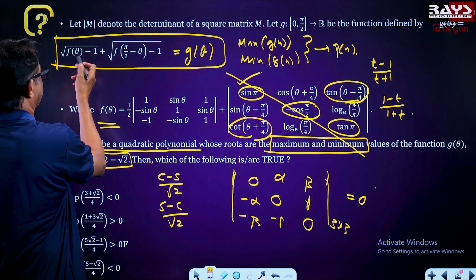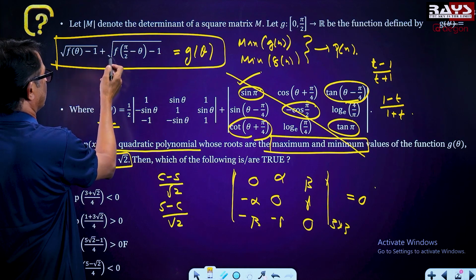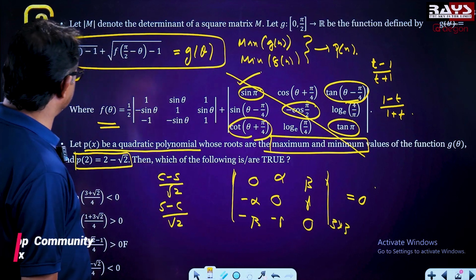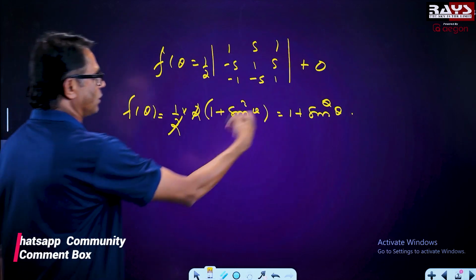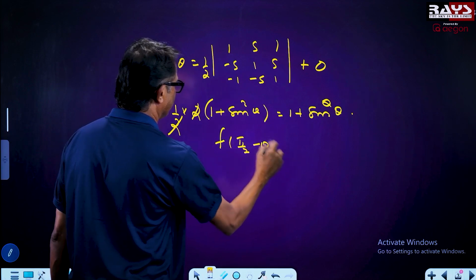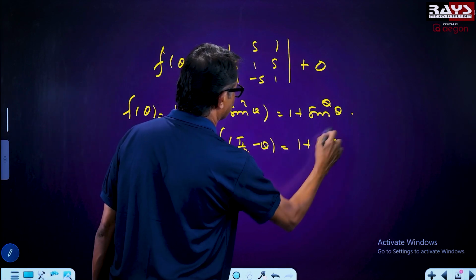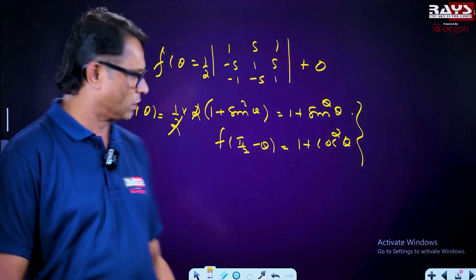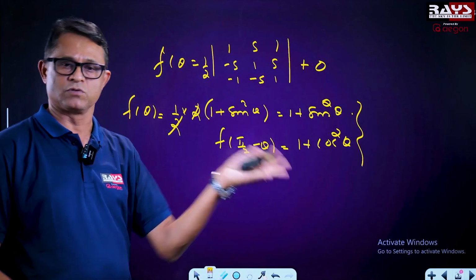And let us see what is given. g of theta is equal to root of f of theta minus 1 plus root of f of pi by 2 minus theta minus 1. Now what is f of pi by 2 minus theta? That will be nothing but 1 plus cos square theta, because sin of pi by 2 minus theta is cos theta.